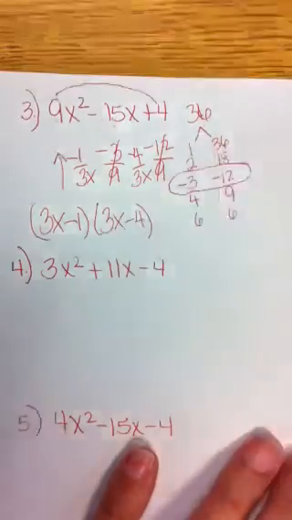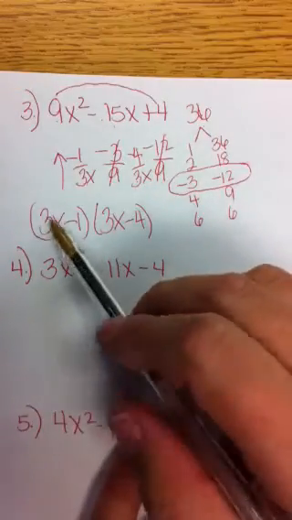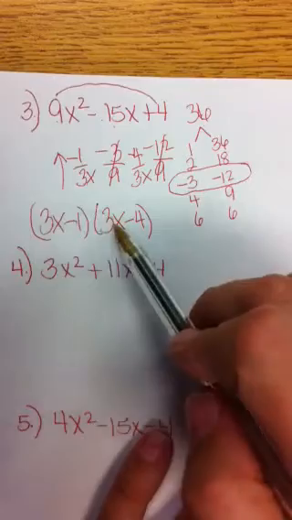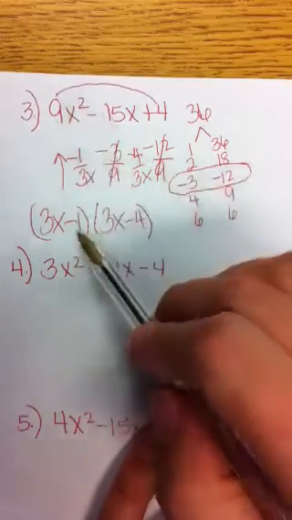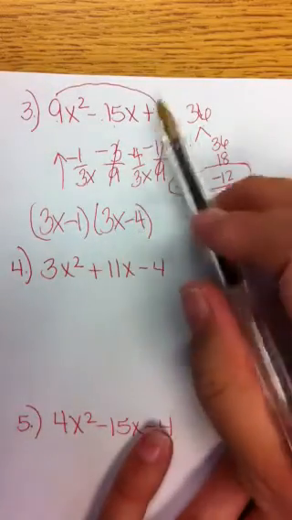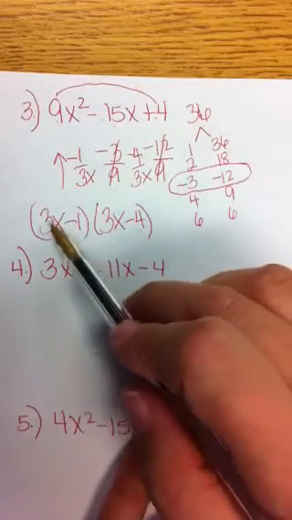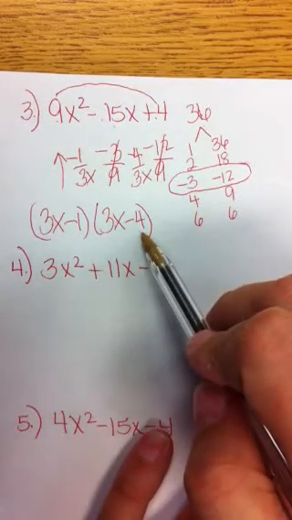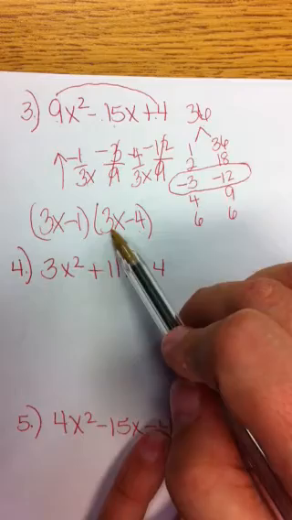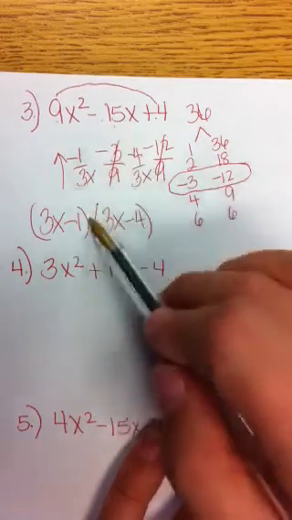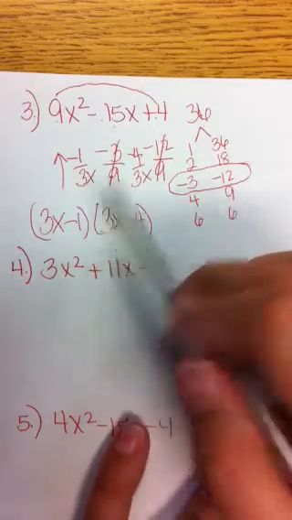And again, we could check it doing our distributive property. 3x times 3x is 9x squared. Negative 1 times negative 4 is positive 4. And then our middle, 3x and negative 4 is negative 12. Negative 1 and 3 is negative 3. And that makes negative 15, so we do have the right answer.